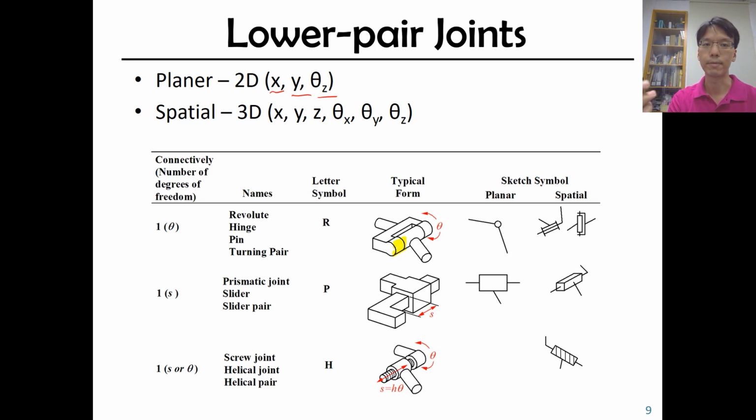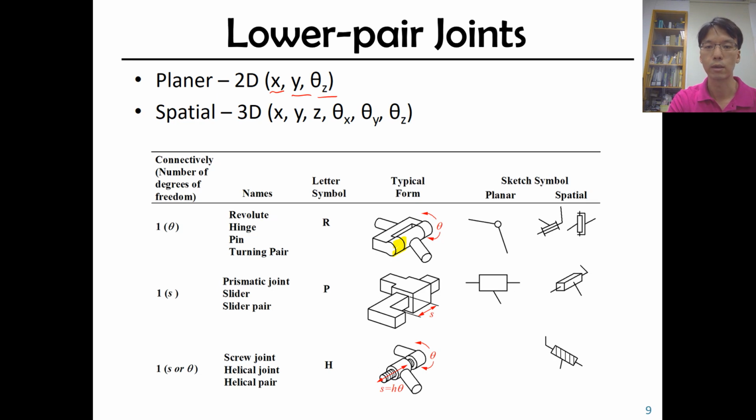But what about a spatial one? A spatial one can move in more directions. You can move in the x, y, and z directions. You can also rotate about the three axes. So there are 6 variables for a spatial mechanism, but only 3 variables for a planar mechanism or planar link. Okay, so let's take a look at the lower pair joints.